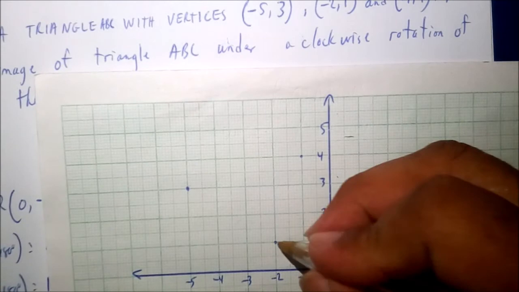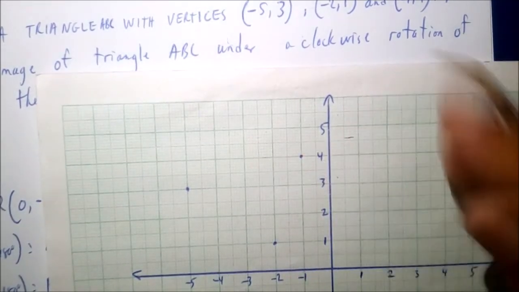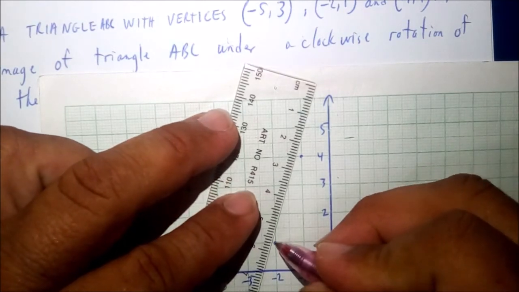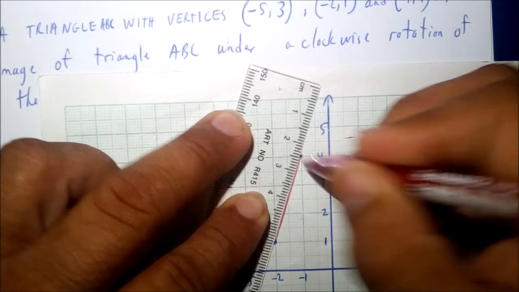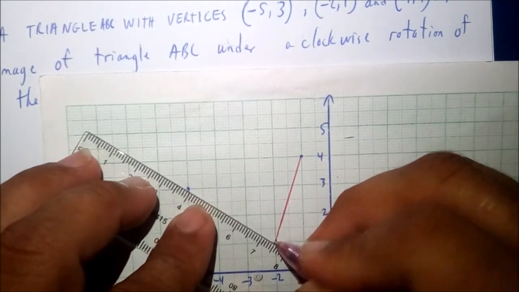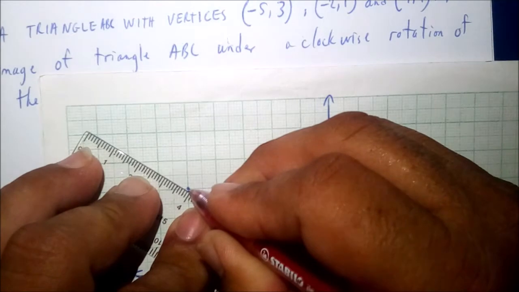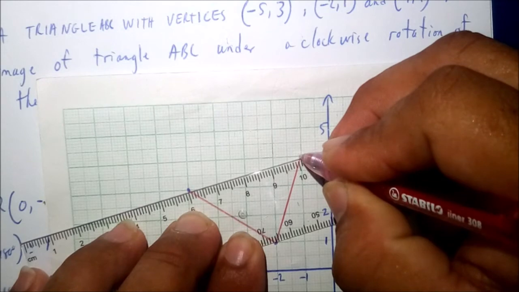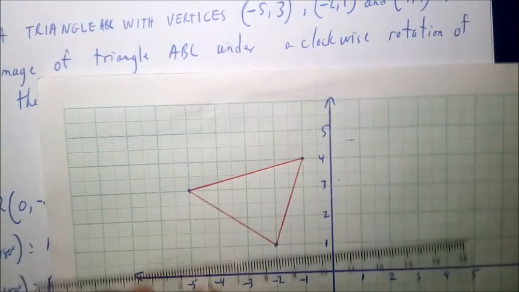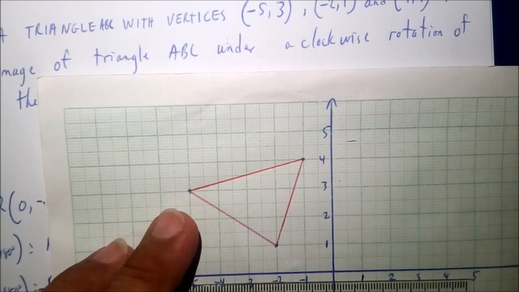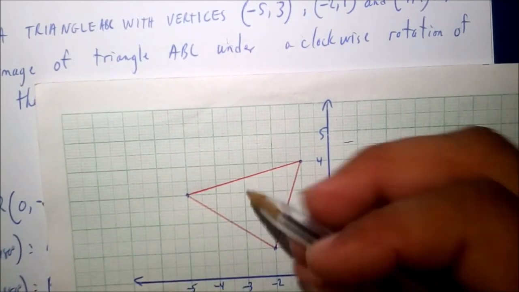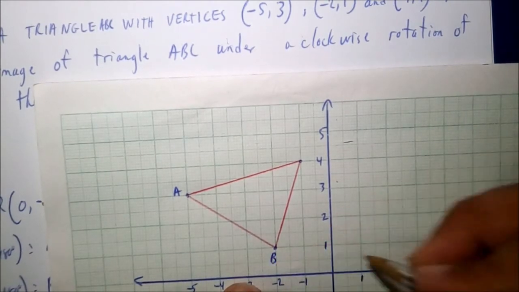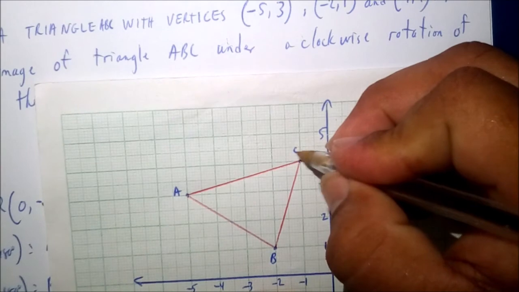Now, since you have marked the points, you will join them. I believe I will be using my red pen to join them so it is more visible and we can differentiate between them. Remember, we will need to label them also, so I will be labeling them in blue. -5 and 3 is A, -2 and 1 is B, -1 and 4 is C.